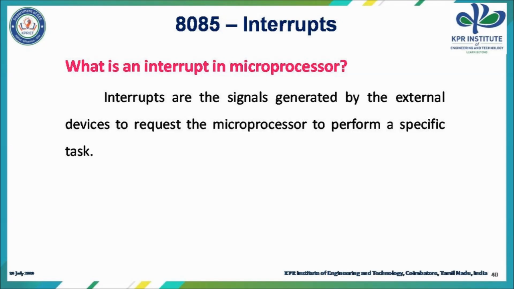If the priority is higher, the microprocessor will suspend its current operation and go to service the interrupt. But if the priority is lower, then the microprocessor will complete its present operation and then go and service the interrupt.